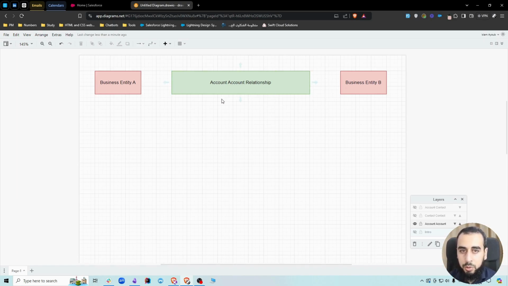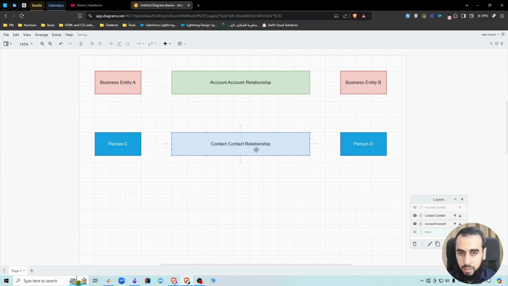So an account-account relationship is what we would use to create a relationship between a business entity and another business entity, between a household and another household, between a business entity and a household, any of those. The second concept is a contact-contact relationship. And we said contact is the same thing as person account. So it's a person account relationship, or contact relationship. The name of the object is contact relationship, so when we look at it in Salesforce, we know what we're looking for. This represents a relationship between two individuals.